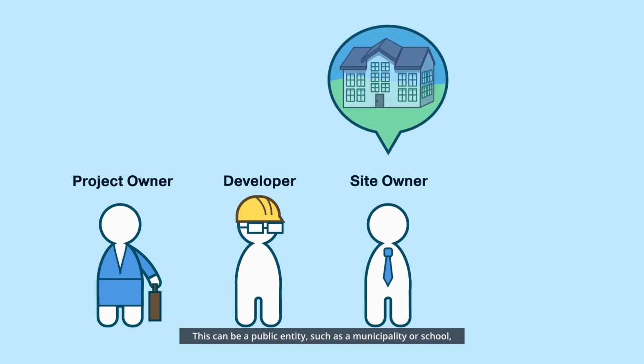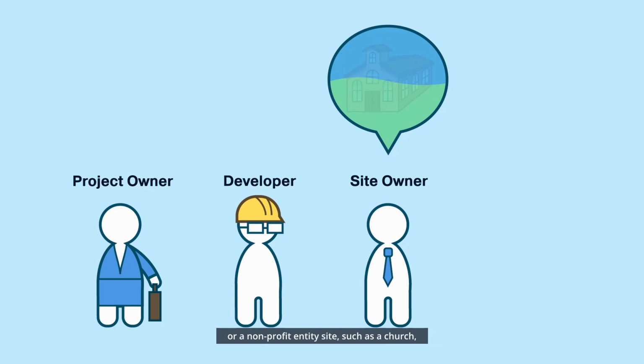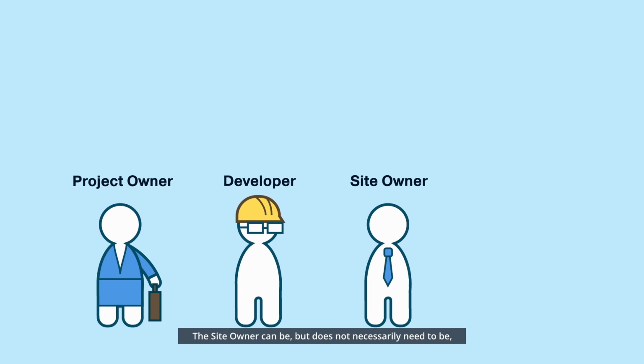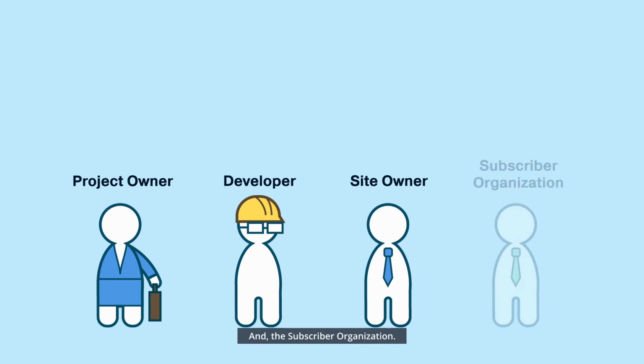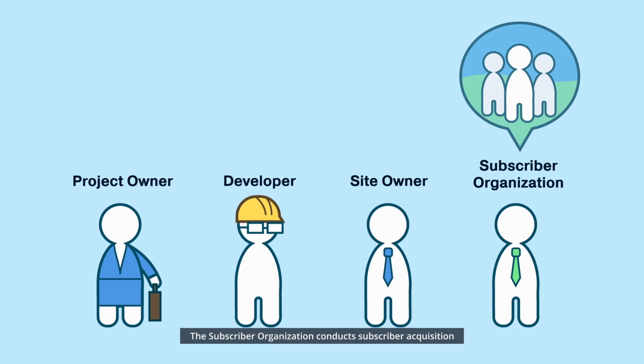This can be a public entity, such as a municipality or school, a private entity, such as a commercial or industrial site, or a non-profit entity site, such as a church, shelter, affordable housing complex, or the like. The site owner can be, but does not necessarily need to be, the same as the project owner. And the subscriber organization. The subscriber organization conducts subscriber acquisition and subscriber management. All subscriber organizations are required to register with the Board of Public Utilities.